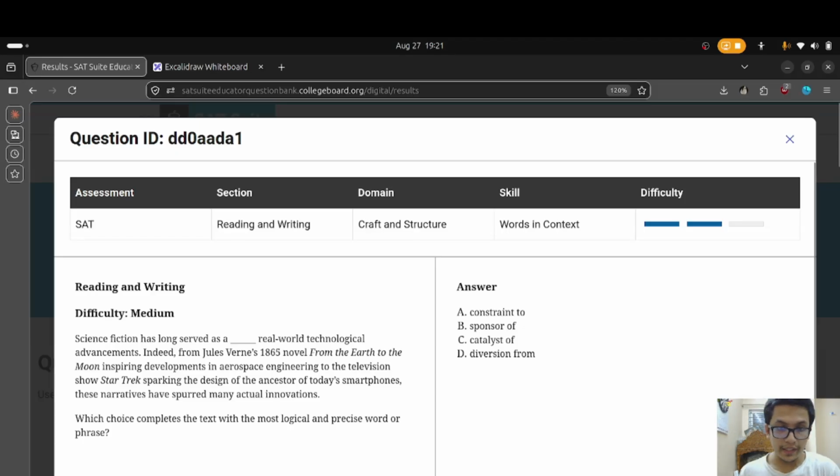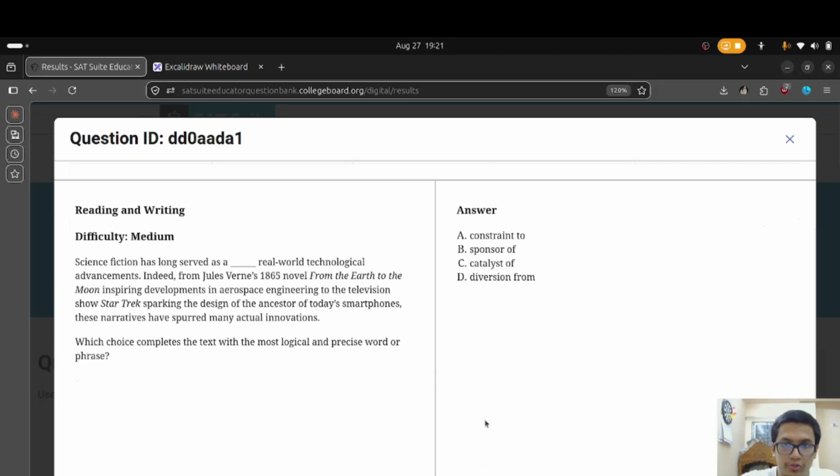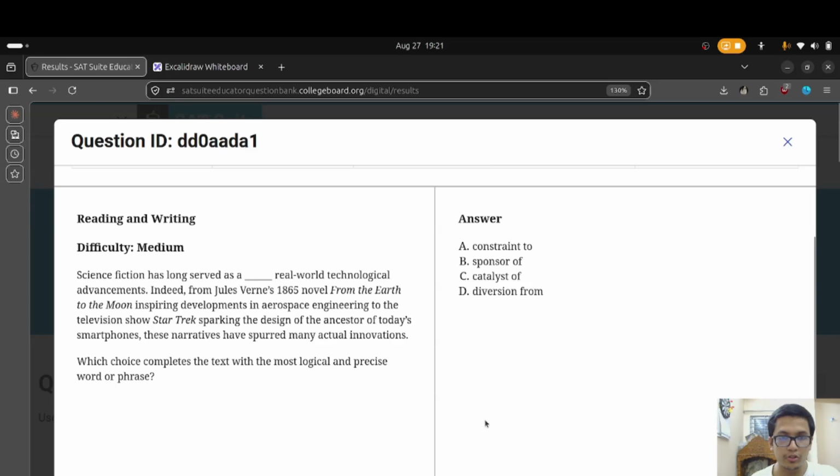Technological advancements, so it should be catalyst. The options should be C. I hope you understand, and I don't know if it's probably zoom or not. I'll zoom it more for you. Hopefully you'll see it clearly. And yeah.